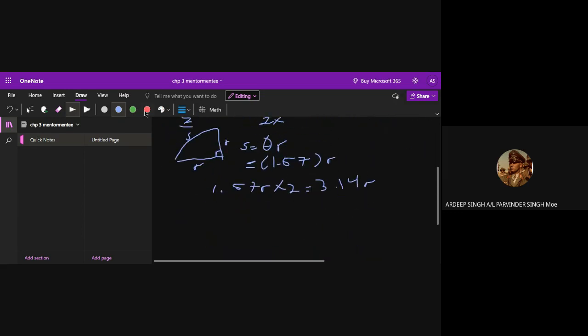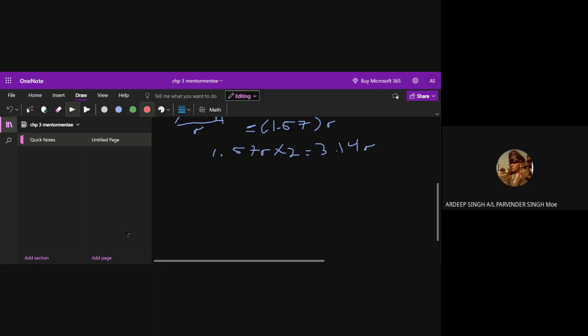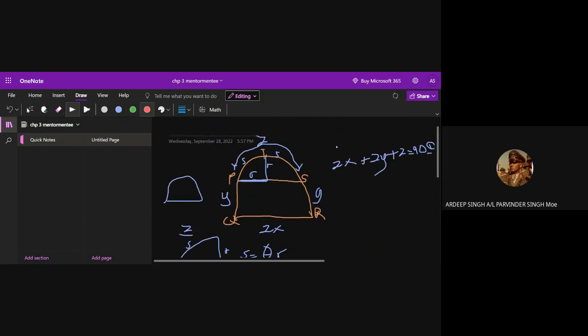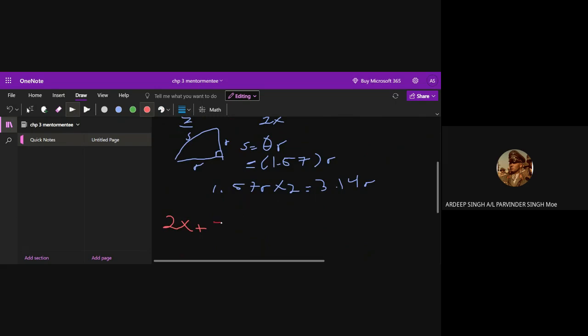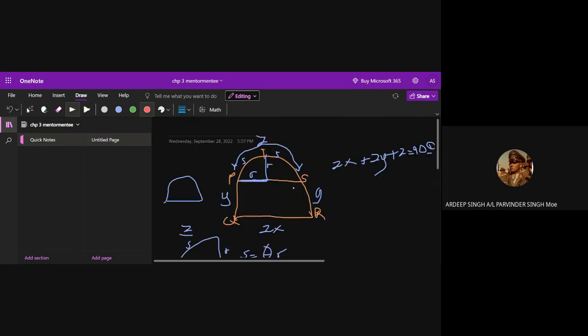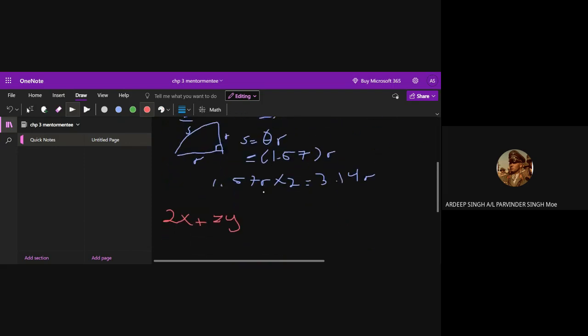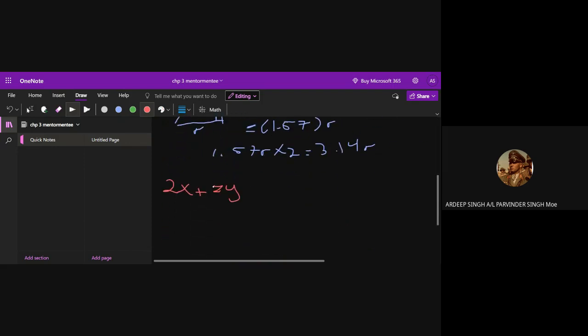So we can make an equation from this down here. 2x plus with 2y, this one 2x plus with 2y, added with this one, no Z, only this one, 3.14 r equals to 40.